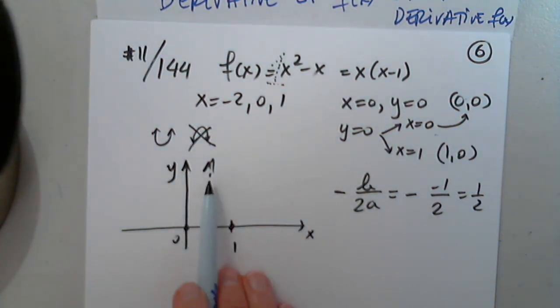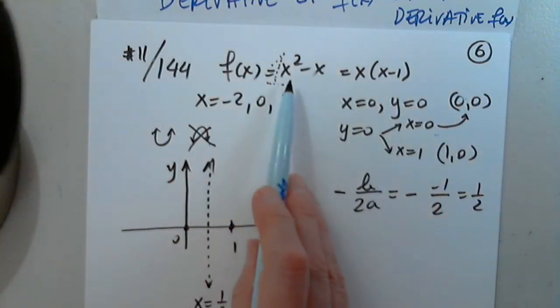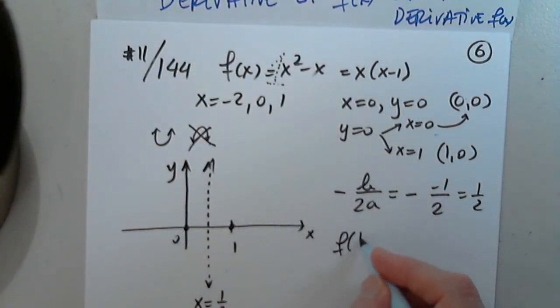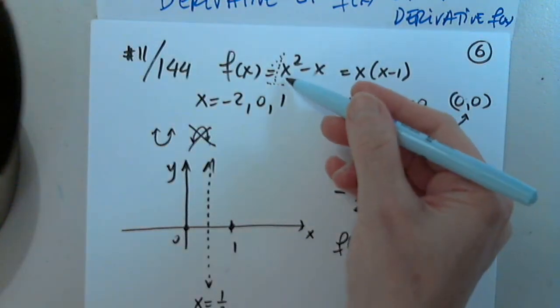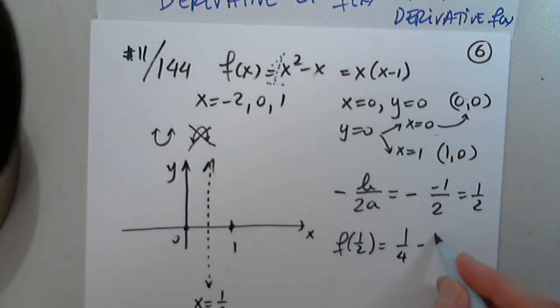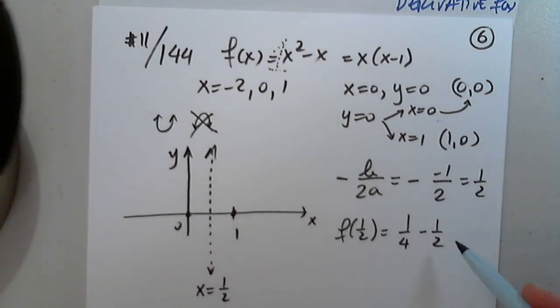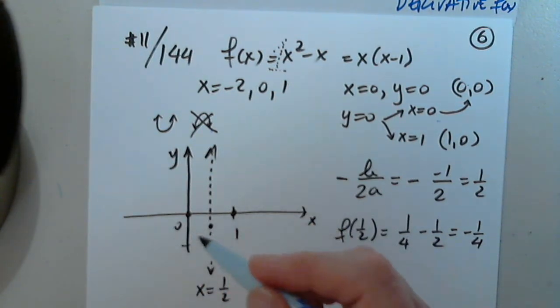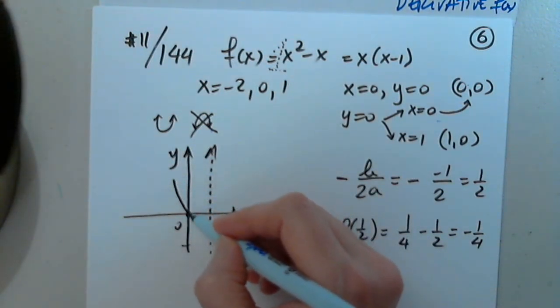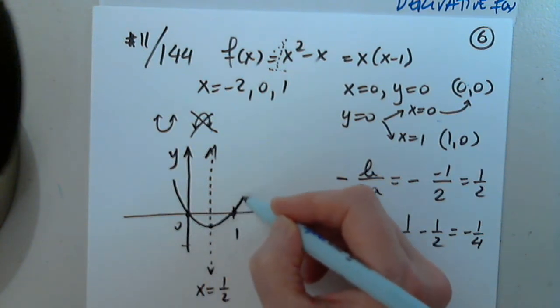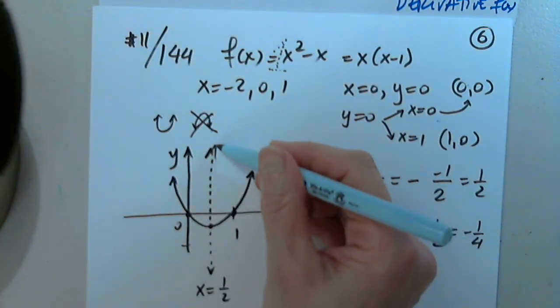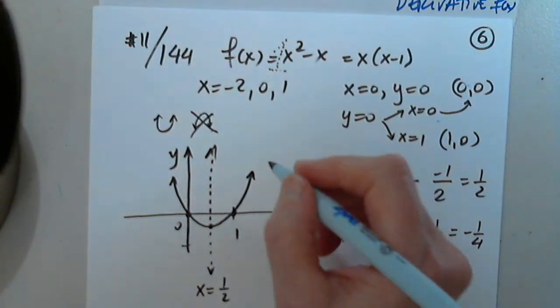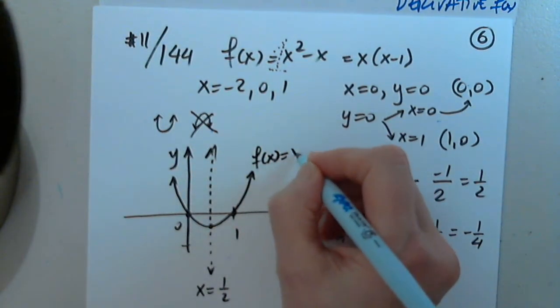And now let's see how high it goes by plugging this in. So f of 1/2 will be 1/4 minus 1/2. So it will be a -1/4. So it's right here. So this is -1, so something like this. We determine the vertex. We have to graph the axis of symmetry. I have to write the function that I just graphed.